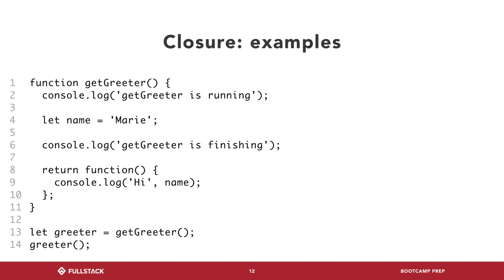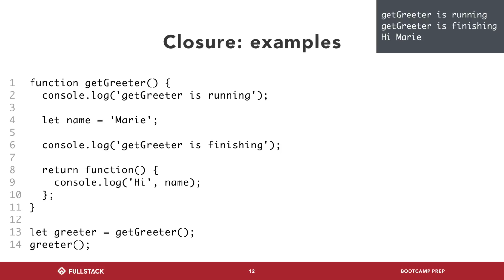And when we invoke it, we get back "hi Marie," right? And so the reason why that is because when we invoke greeter, even though we're outside of this getGreeter scope, this is actually invoking this function, and this function has access to the scope. Remember, scope is defined when you're created, right? So when this function was created, it had access to all the variables inside the getGreeter scope, if you will.